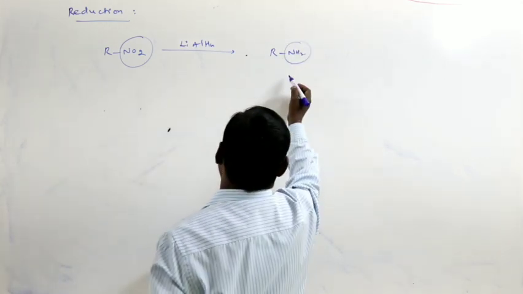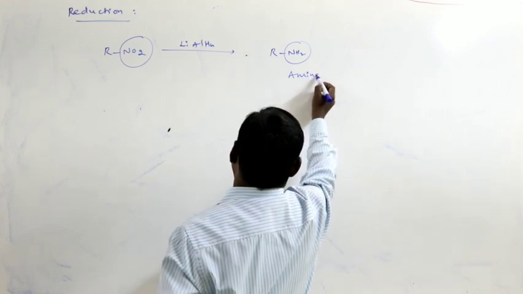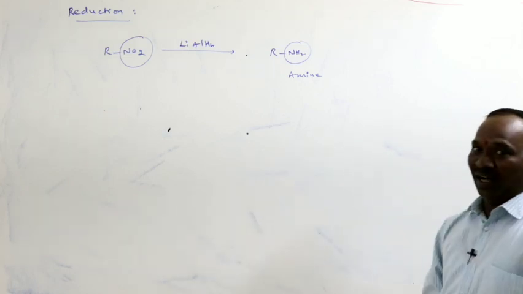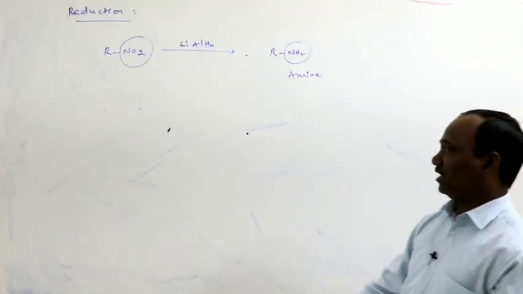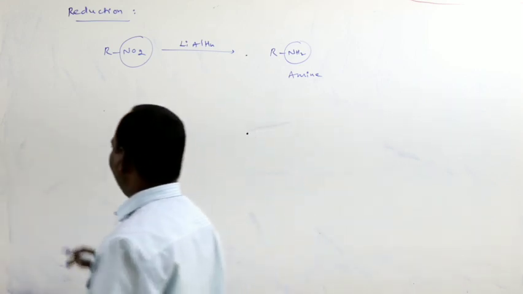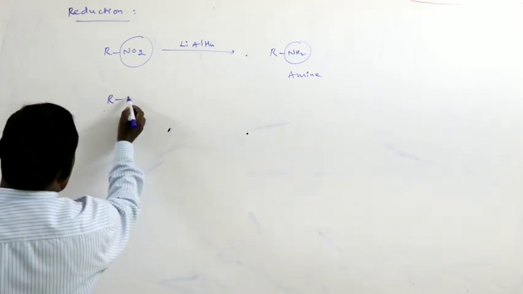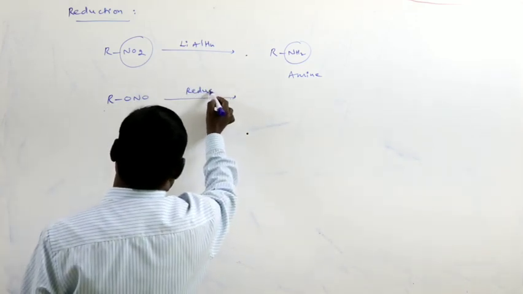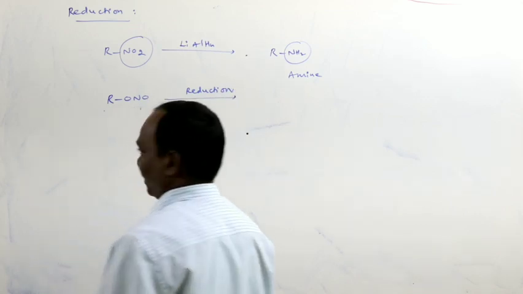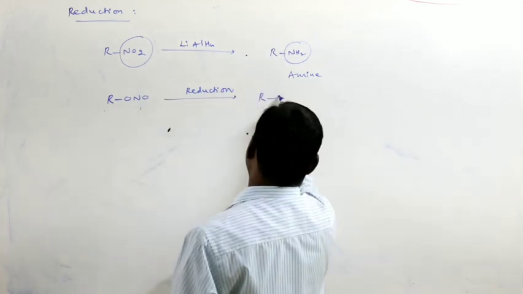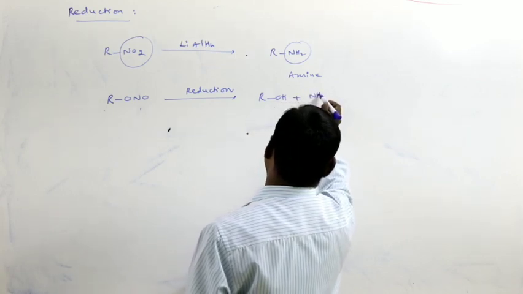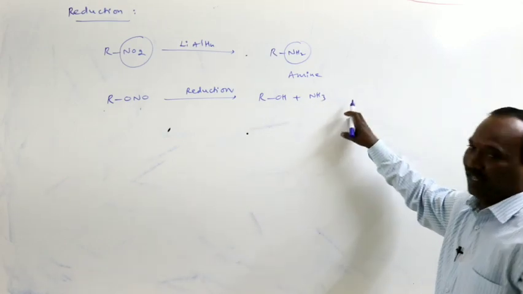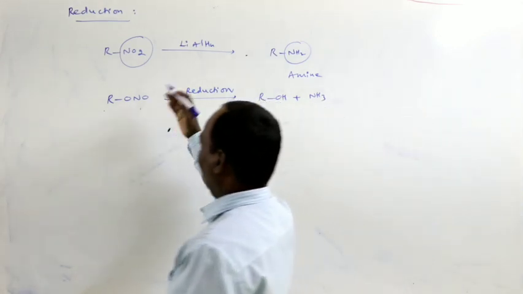Nitro compound is reduced into amine. The nitro group is converted into an amine group in the presence of lithium aluminum hydride. Similarly, alkyl nitrites with a suitable reducing agent on reduction give alcohol ROH plus ammonia. Formation of alcohol and ammonia. This is reduction of alkyl nitrites.